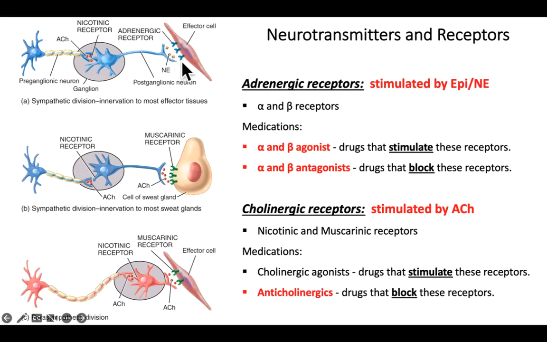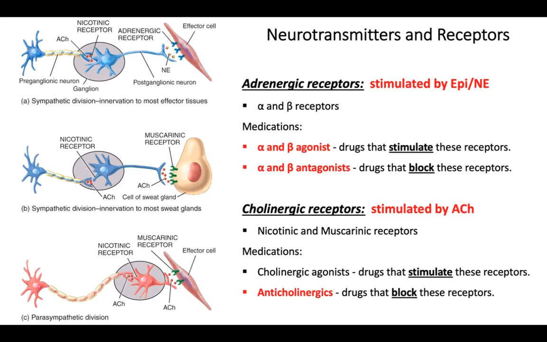The effector cell has to have a receptor for norepinephrine, and then this postganglionic neuron has to have a receptor for acetylcholine. If it's a receptor for epinephrine or norepinephrine, they're called adrenergic receptors. So that's what these would be, adrenergic receptors. The subclasses of adrenergic receptors are alpha and beta. So if you ever see alpha receptor or beta receptor, you should immediately think epinephrine and norepinephrine receptors.